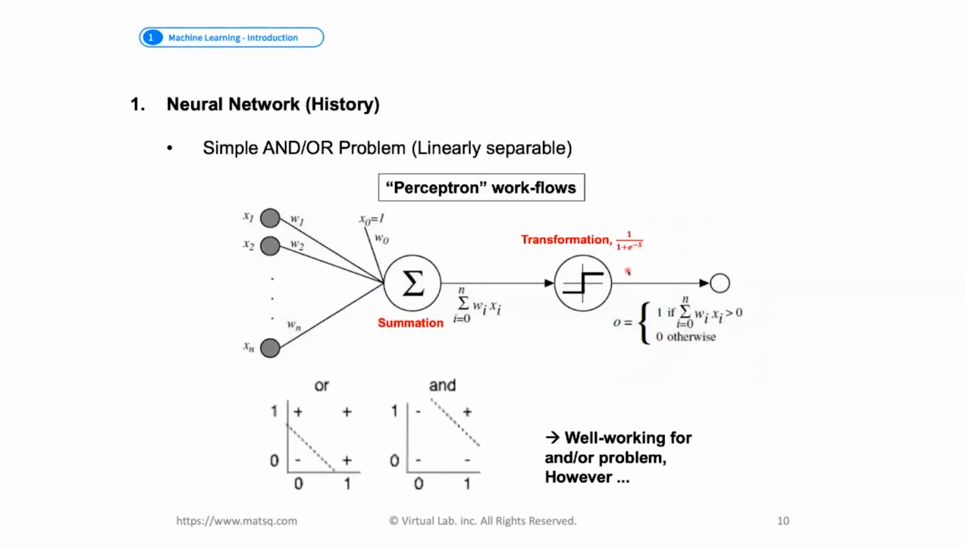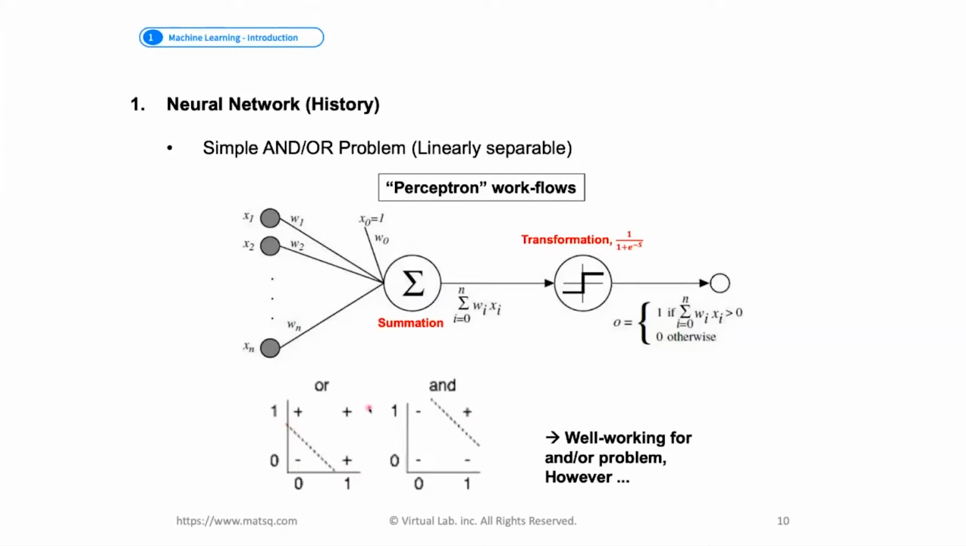I prepared a simple AND and OR problem. For the OR problem, only one input needs to be one. For the AND problem, both must be one, right? And for the OR problem, if either input is one, the output will be a plus signal. This is the AND and OR problem. But this simple problem is separable by a single line, right? This plus area and minus area, and also minus area and plus area, can be separated by a single linear line. It works well.